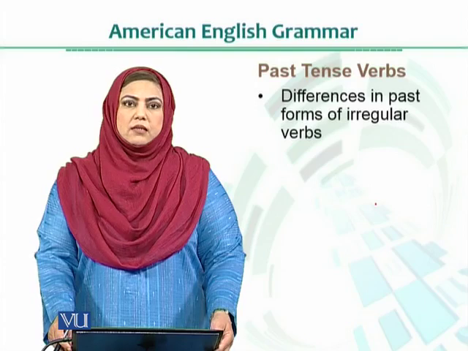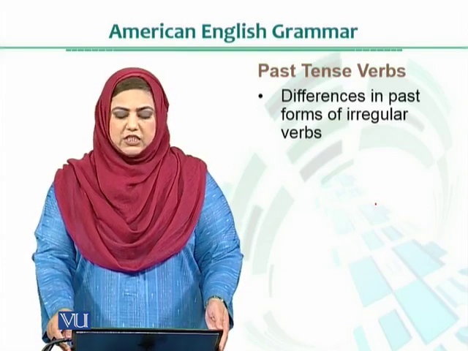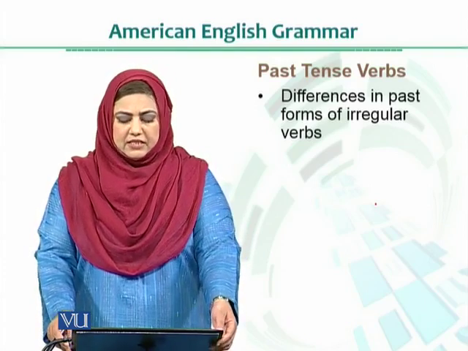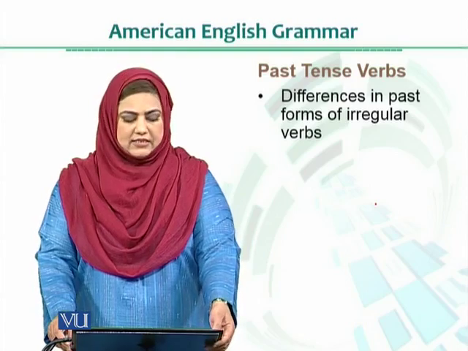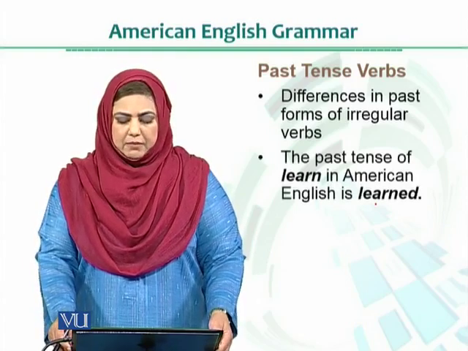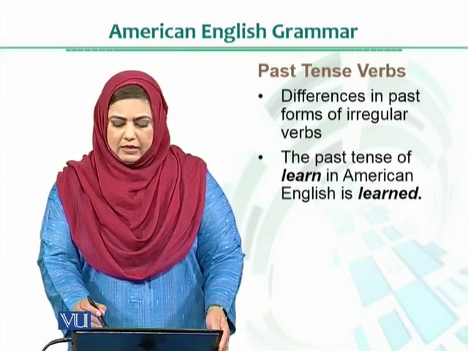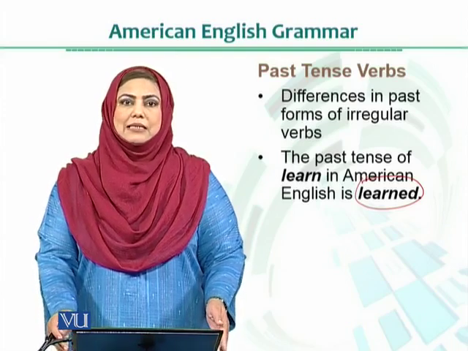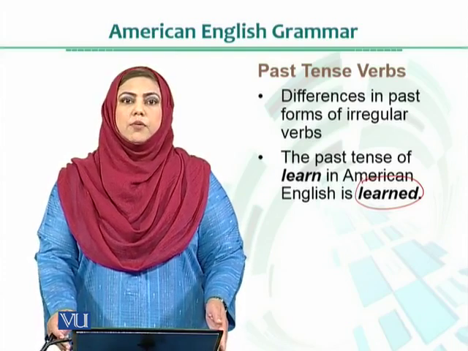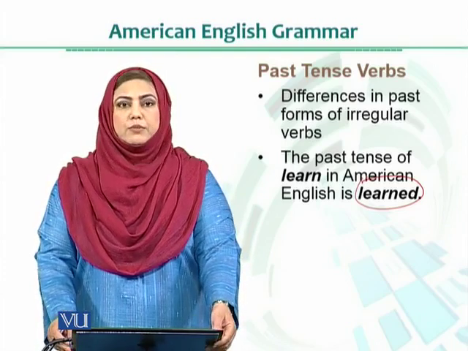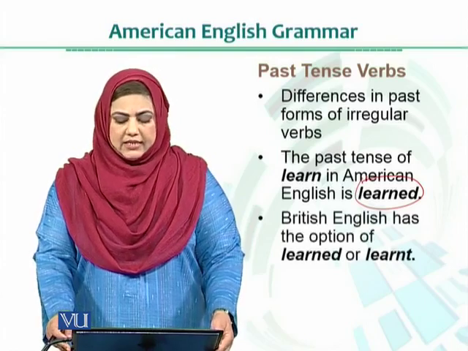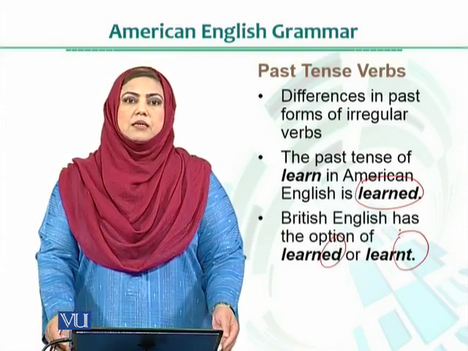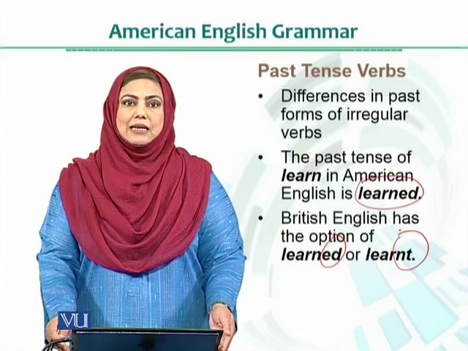Another distinctive feature of American grammar is that it uses past tense verbs in a slightly different way as compared to British English. The difference in the past forms of irregular verbs is a distinctive feature. For example, the past tense of learn in American English is learned. So, learn, learned, learned. The second and third forms both end with ed. If you compare it with British English, it has the option of both learned and learnt. So it can be learn, learned, learned, or it can be learn, learnt, learnt.